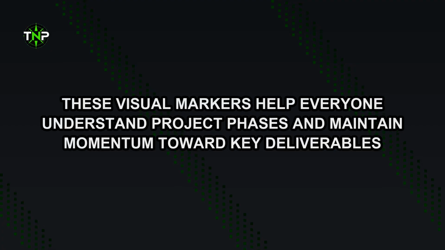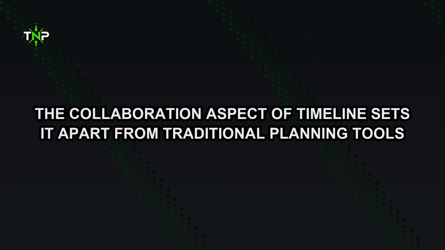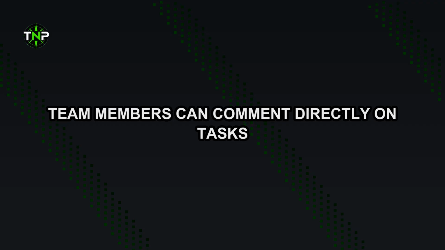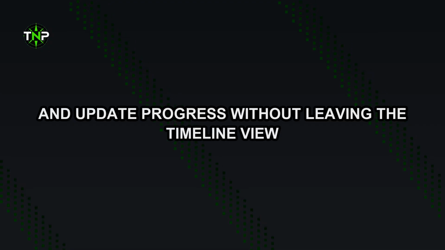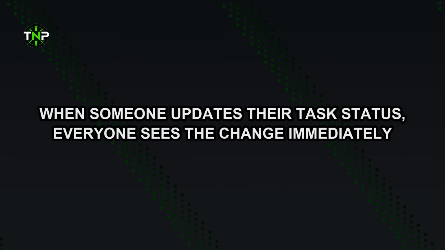The collaboration aspect of Timeline sets it apart from traditional planning tools. Team members can comment directly on tasks, upload files, and update progress without leaving the timeline view. When someone updates their task status, everyone sees the change immediately. This real-time visibility eliminates the need for constant status meetings and email updates.